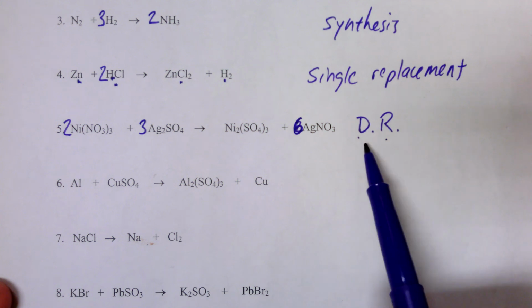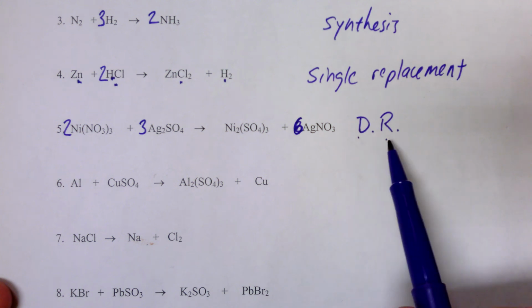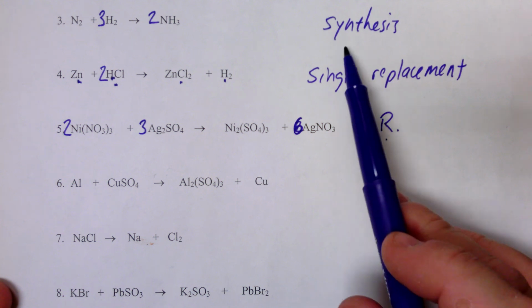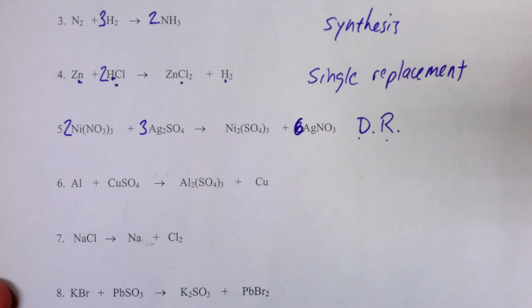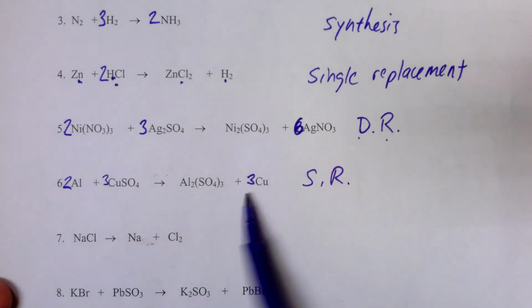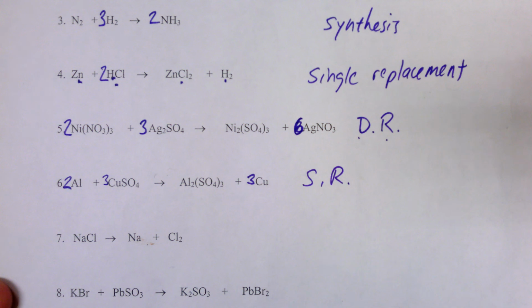I'm going to start using the abbreviation DR to represent double replacement, SR for single replacement. I'll use S for synthesis and just the letter D for decomposition. Here's my coefficients that makes it balanced, and this would be a single replacement.